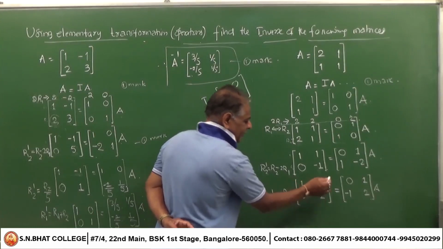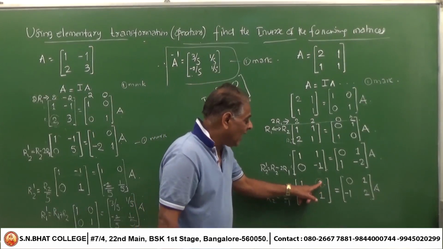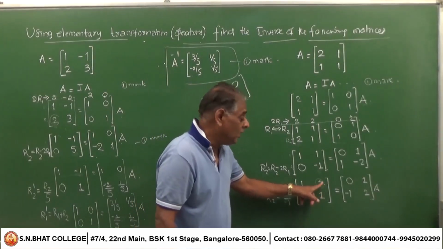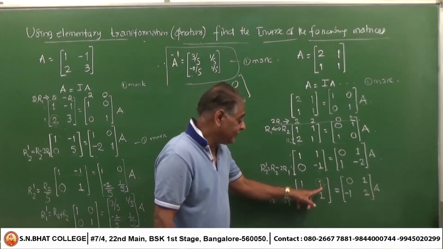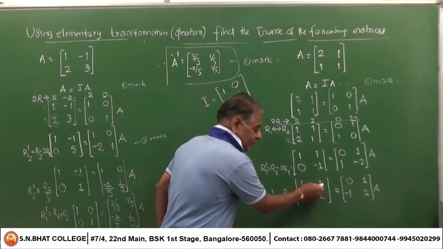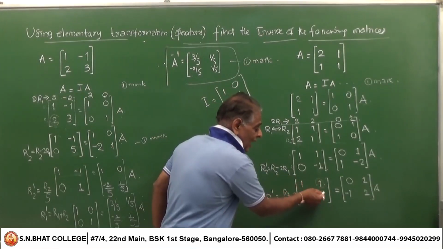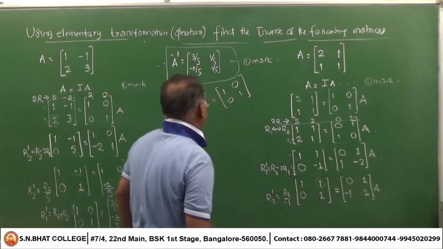Next I have to make this element to be 0. How do you make it? This is in R1. R1 dash is R1 minus R2, then this becomes 0. To make this element 0, you have to do a row operation on R1: R1 dash is R1 minus R2, and this becomes 0.